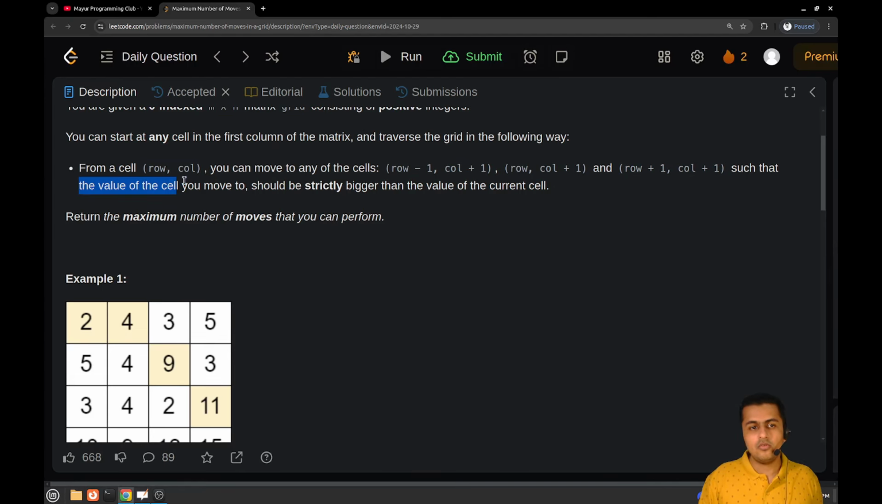The value of each cell you move to should be strictly bigger than the value of the current cell. So this also needs to be taken care of, that if for example here you are at 4, then if you are moving to 9, 9 should be strictly greater than 4. You have to return the maximum number of moves that you can perform.